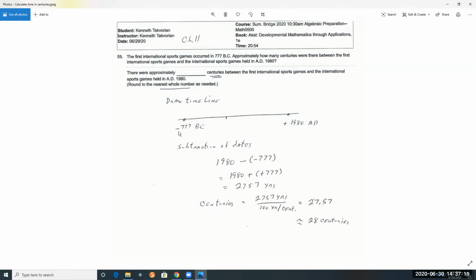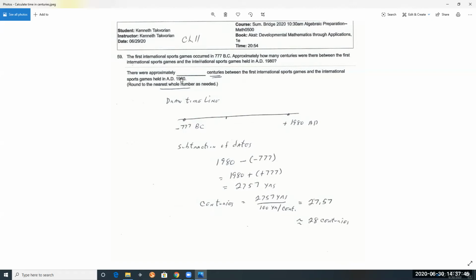BC means negative 777. There's 0. And 1980 AD is positive. If I want to find the total number of years between this point and this point, we need to subtract. So we start with the bigger number, 1980, subtract the negative number, negative 777. Subtraction is like adding the opposite. So that gives us 2,757 years.